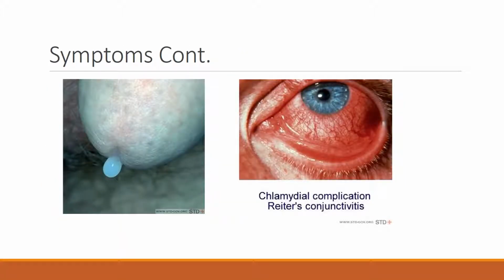And here are some lovely pictures. I'll be showing you a picture of the gonorrhea discharge in a minute, but this is something, you'll notice that this one is kind of a milky discharge, but anytime there's penile discharge, you want to test for sexually transmitted infections.